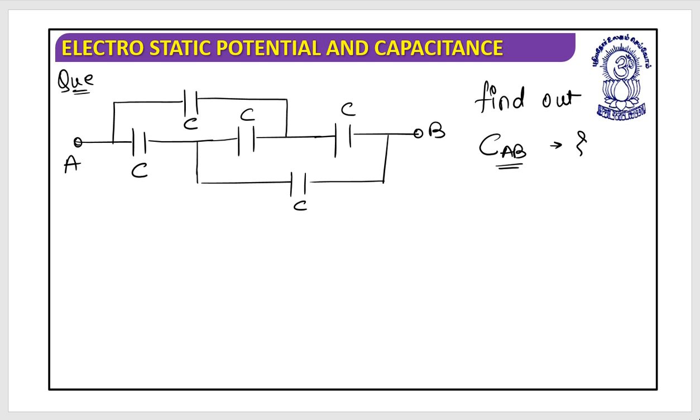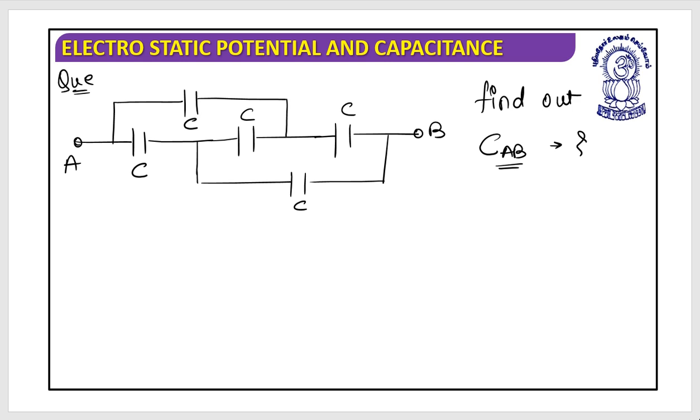So how can I do this? Any idea what could be done? Can you see whether these are connected in series or in parallel? What should I do? This is the situation where I cannot clearly see whether these are connected in series or in parallel. What I need to do is simply label this.